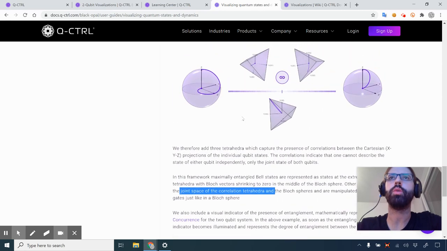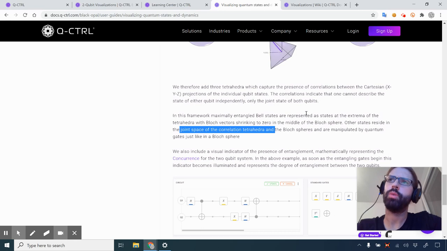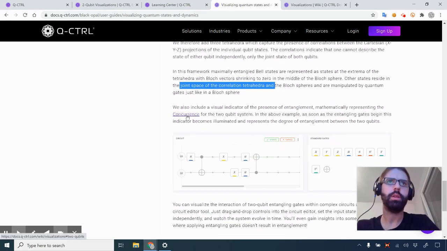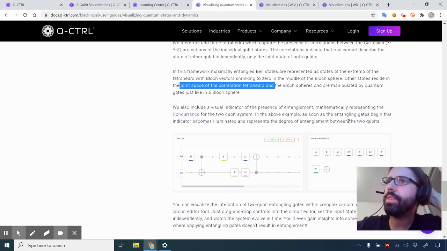That's interesting. So it would be cool to see how the entanglement evolves based on particular gates. We also include a visual indicator of the presence of entanglement, mathematically representing the concurrence of the two-qubit system. Oh, wait a second. So the correlations might not necessarily be entanglement. So for the two-qubit system, in the above example, as soon as the entangling gates begin, this indicator becomes illuminated and represents the degree of entanglement between the two qubits.